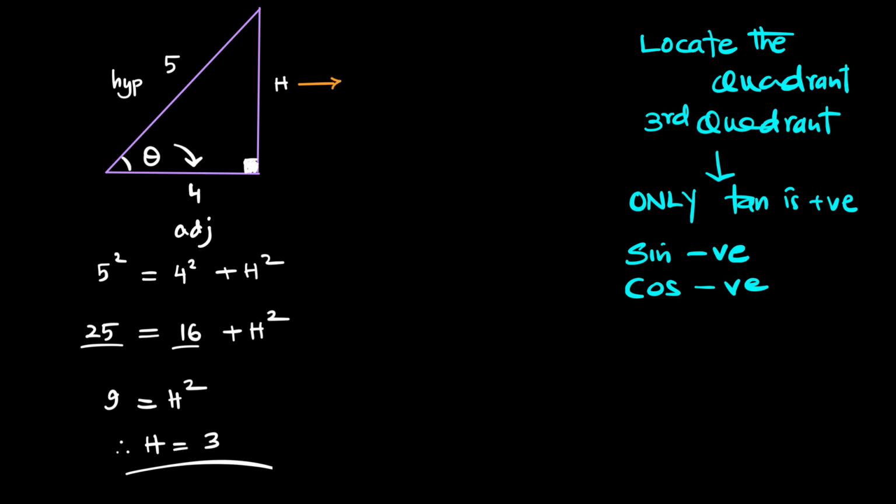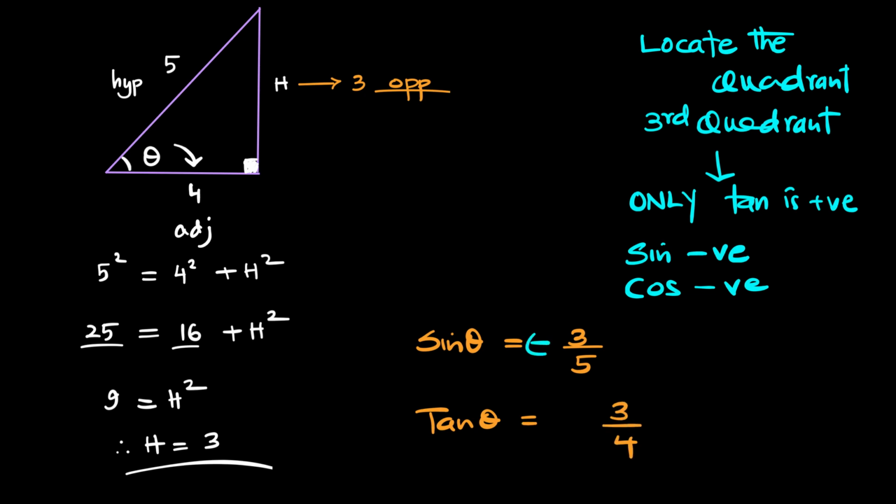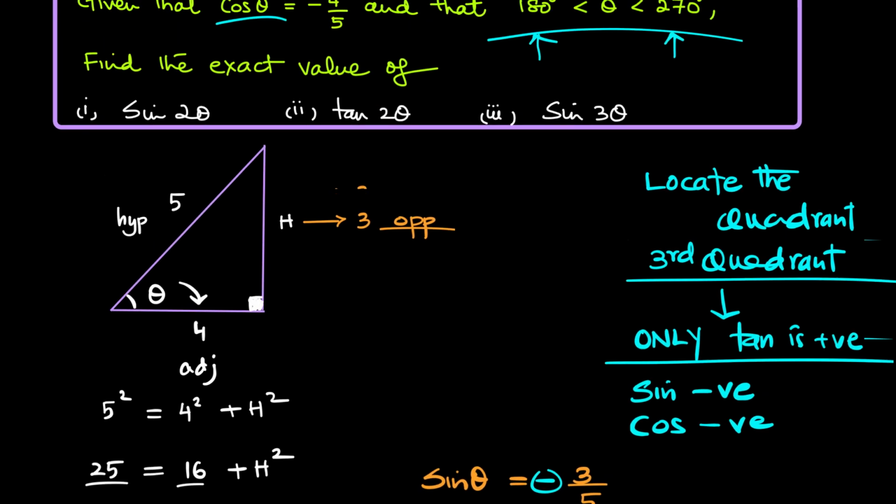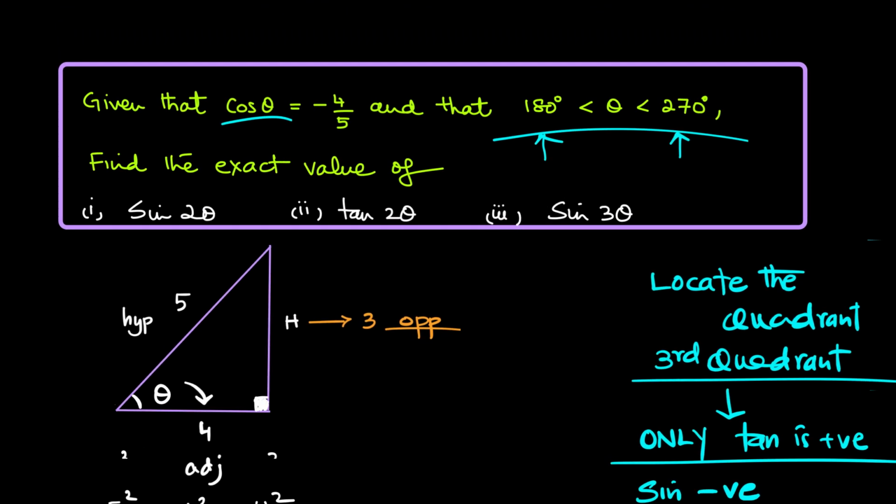And now we can evaluate the value of sine. Sine of theta is 3 over 5. Tangent of theta is 3 over 4. Sine is also negative because it lies in the third quadrant. Tangent of theta is positive. So now we can go ahead and evaluate the exact value of sine of 2 theta, tan of 2 theta, sine of 3 theta based upon these three trig ratios.